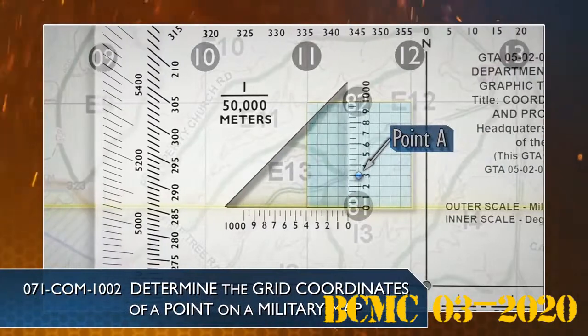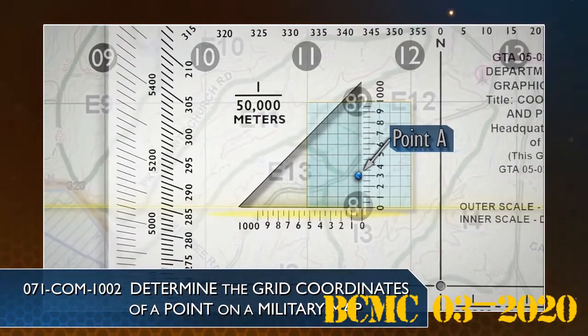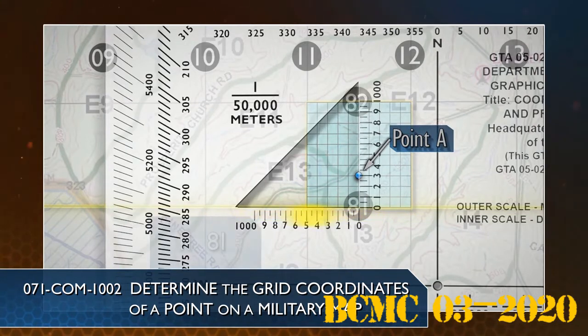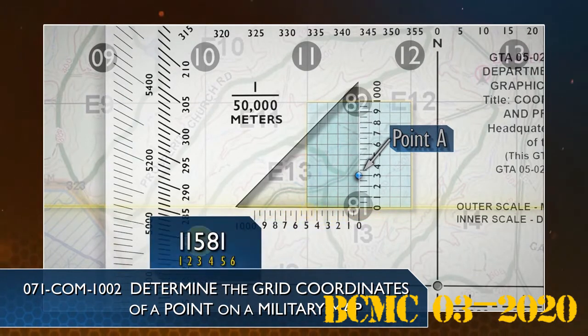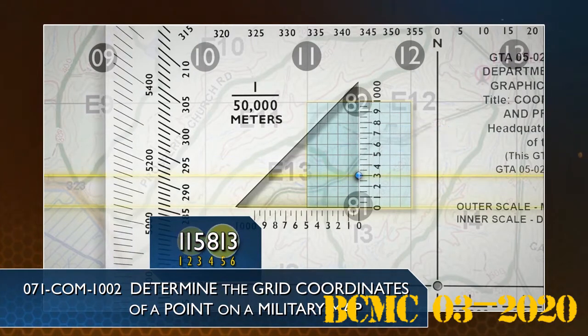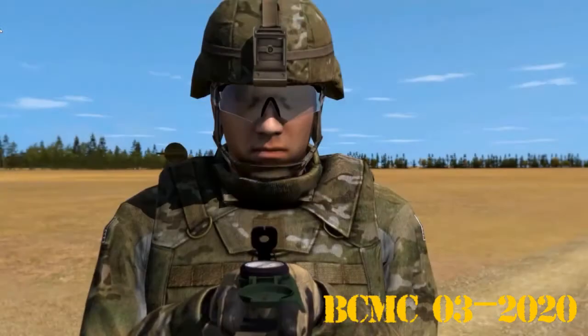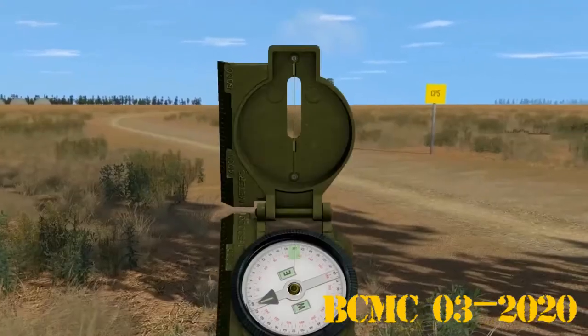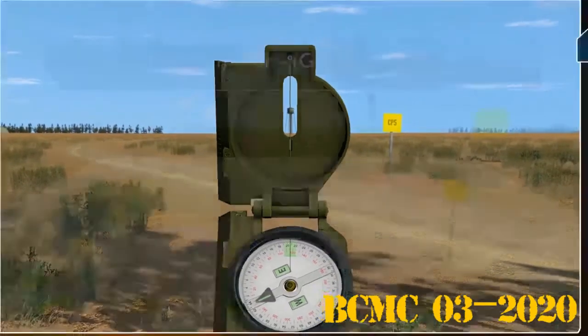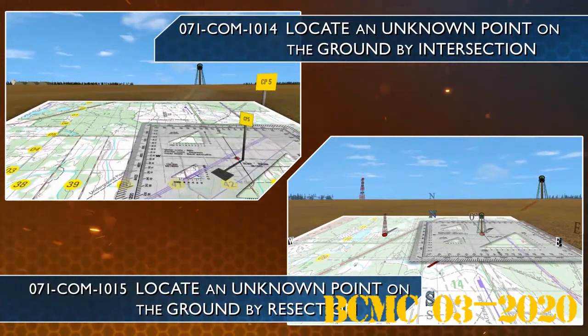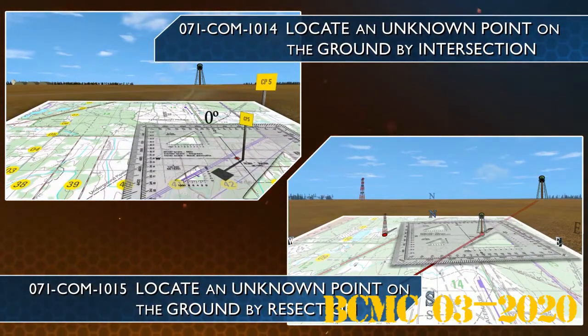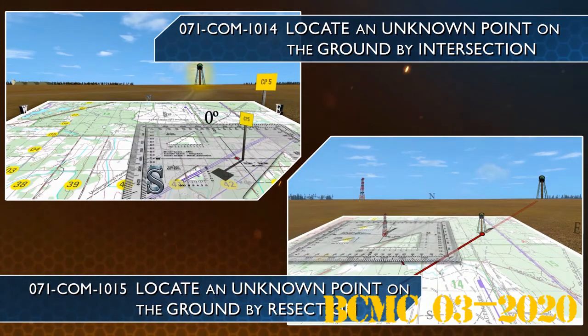The 6-digit grid coordinates of your location can be determined by using a coordinate scale and protractor, a plotting scale, or by visualizing a 10 by 10 grid box inside the appropriate grid square. For a full explanation of this procedure, refer to task Determine the grid coordinates of a point on a military map. If there are no recognizable terrain features but a compass is available, you may have to use field expedient methods to orient your map. Refer to task Locate an unknown point on the ground by intersection and Locate an unknown point on the ground by resection for some examples of field expedient methods.